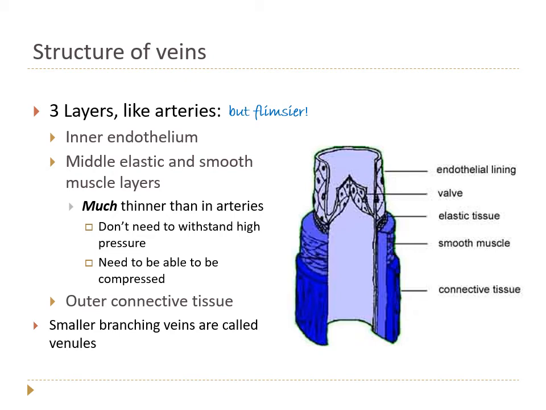Veins are interesting. When they're empty, they're actually translucent. That's how thin they are. You can see through them, okay? So this middle layer is much thinner than arteries because we don't need to withstand high pressure. And something we're going to talk about in a minute with veins is that in order for them to work properly, they have to be able to be squished. They have to be compressible. Arteries are not easily compressible, but veins need to be. And then we have that third layer of outer connective tissue. And then just a reminder that the mini veins that are bringing blood directly from the capillaries are called venules.